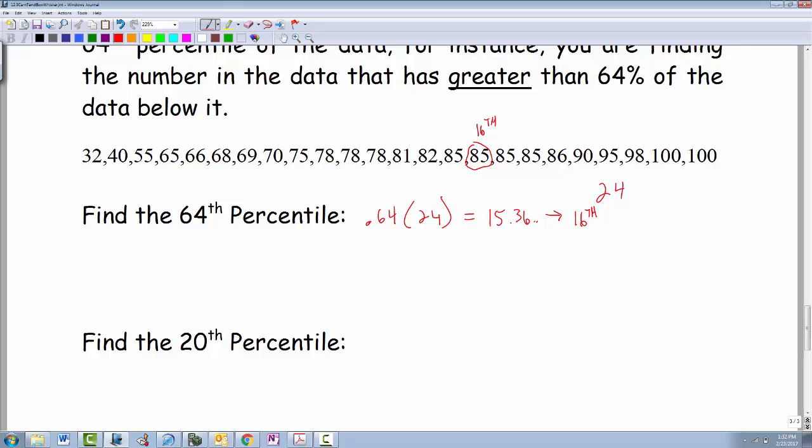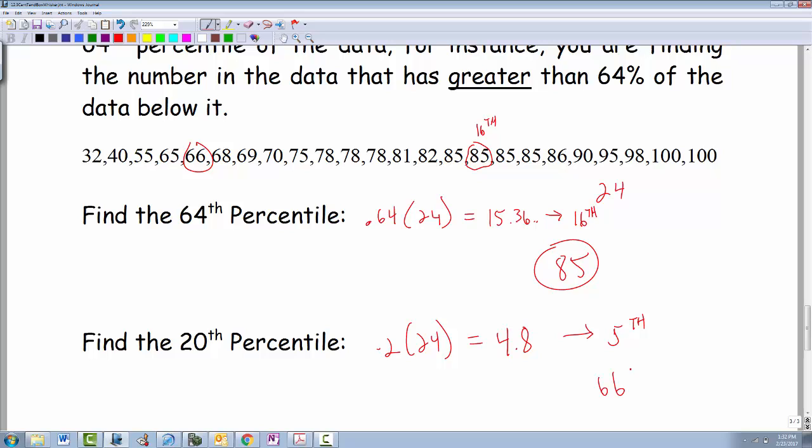20th percentile, 0.2 of 24 numbers. And then I think this one we got 4.8. There's no 4.8th number in the list. There's either a fourth number in the list or the fifth. If we went to the fourth number in the list, less than 20% of the data would be before that. So that's not what I do. I go to the fifth number in the list. So this always rounds up. Sorry I didn't answer these questions then. 85 is in the 64th percentile, and 66 is in the 20th percentile of the data.